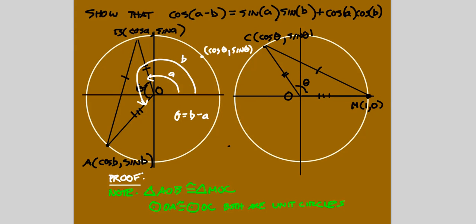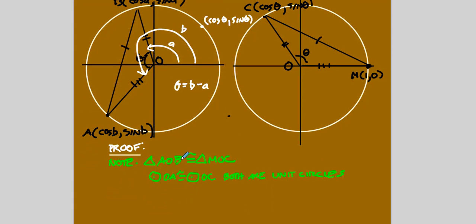A. Okay, so now again I've noted that triangle AOB is congruent to triangle MLC, therefore corresponding parts are congruent. So particularly these two segments are congruent. And again I mentioned that circle OA and circle OC are both unit circles. Well, we know again from the corresponding parts of congruent triangles that the length of segment AB is equal to the length of segment CM.